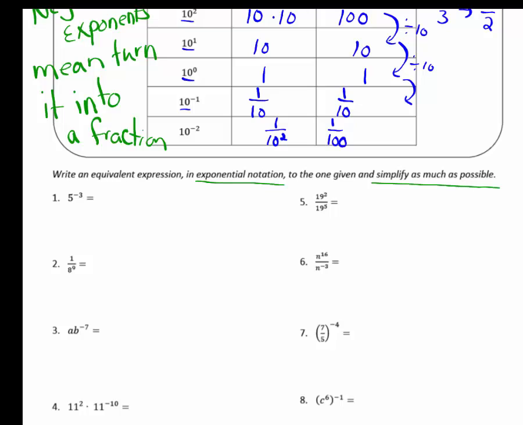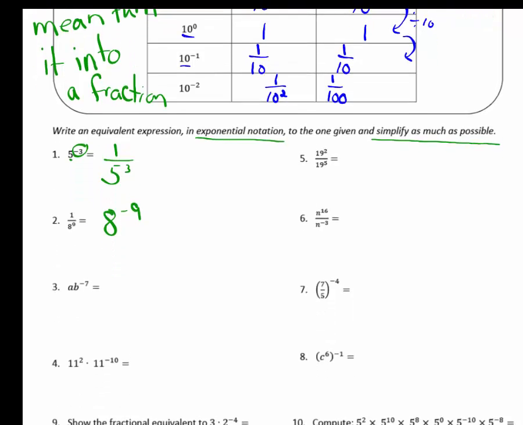So 5 to the negative third. Here's my base, I see a negative exponent, it tells me to turn it into a fraction. So that's 1/5 to the third. You should be able to understand how it works going the other way. If I have 1/8 to the 9th, I can flip that, becomes 8, but when you flip it, the sign changes. So that's the other piece of this. When you turn it into a fraction, your sign changes, and if you go backwards, we're just going backwards here.